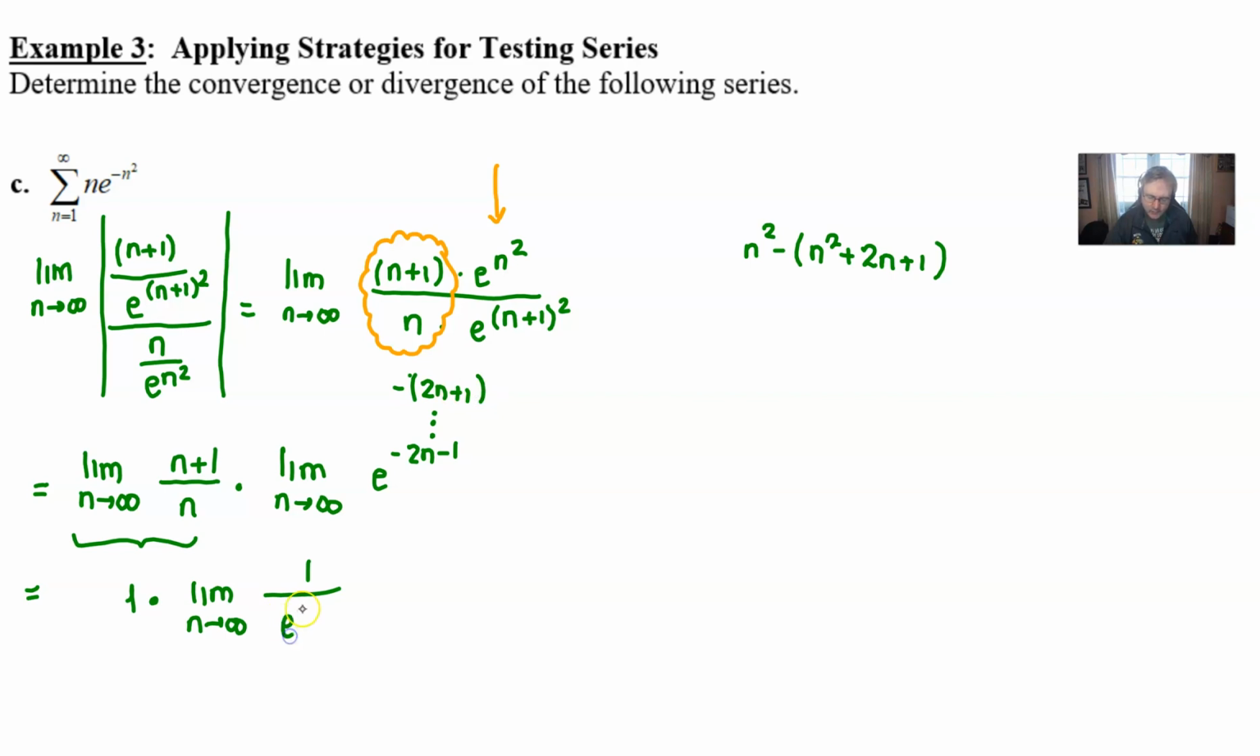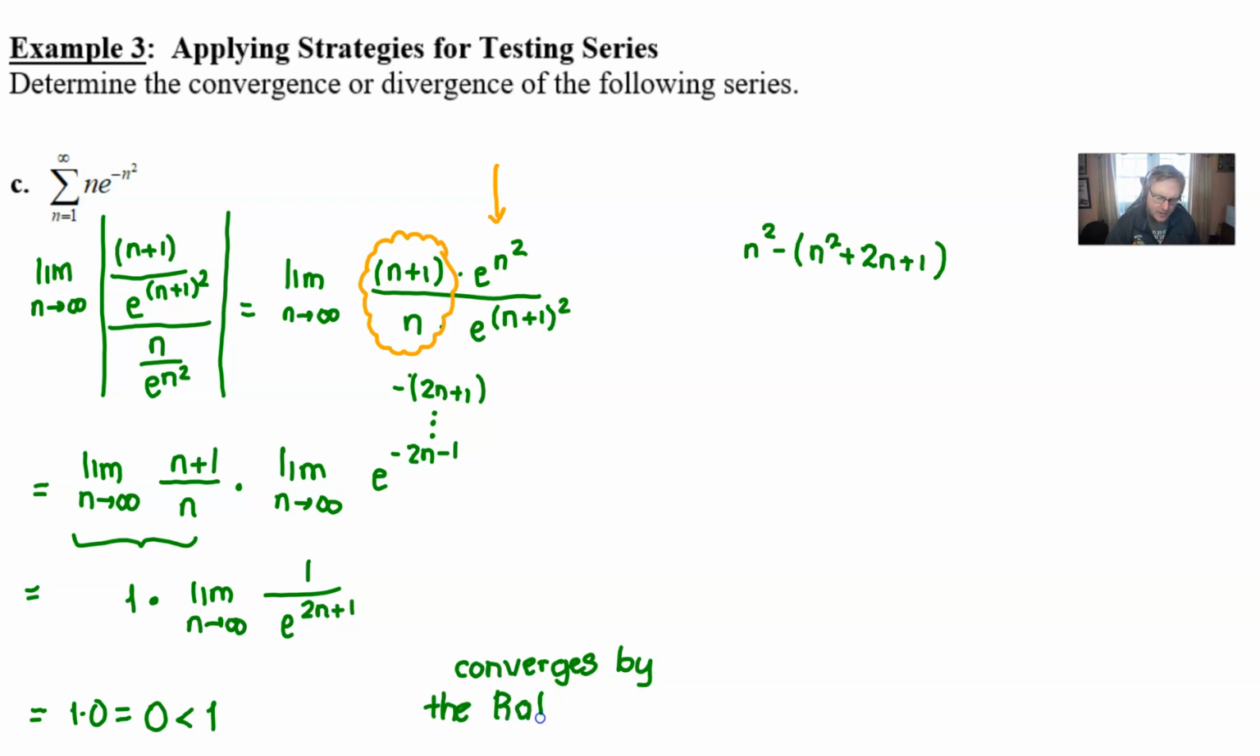I could bring that whole e down to the bottom with that power that's now positive. And I think it's pretty clear to see that this limit is going to produce a very large denominator, so it's going to be 0 overall. 1 over really, really big is going to be 0. So 1 times 0, of course, is 0. And remember, the conclusion of the ratio test only asks that our resulting limit be less than 1. And because of that, we can say that this particular series converges by the ratio test.